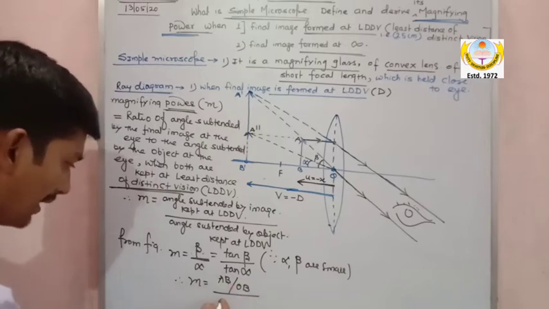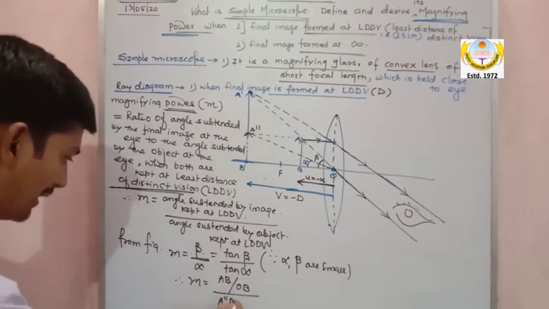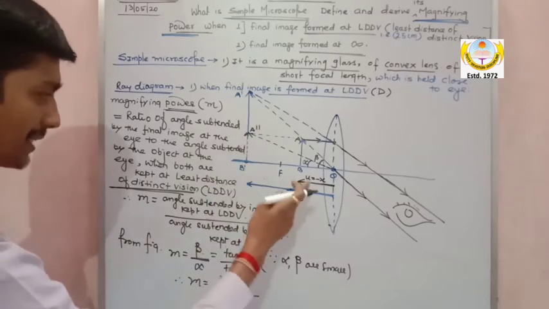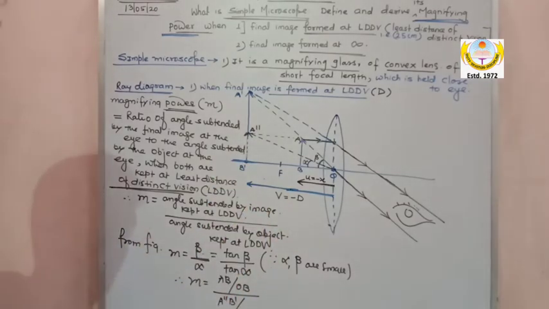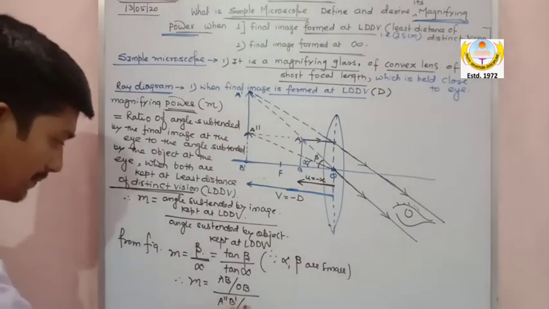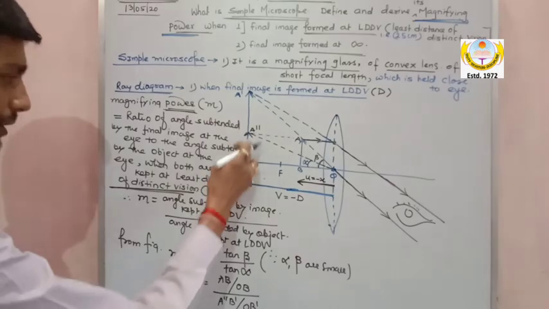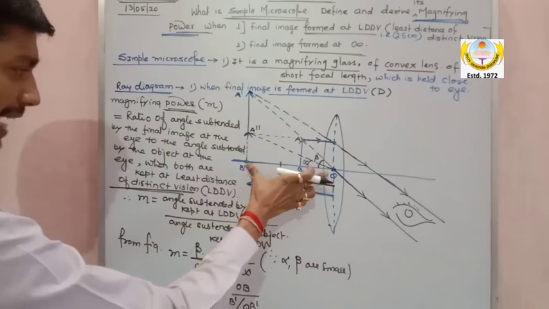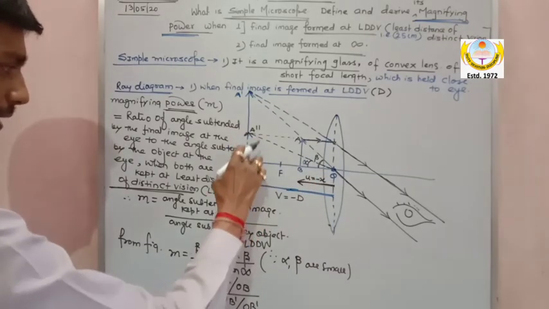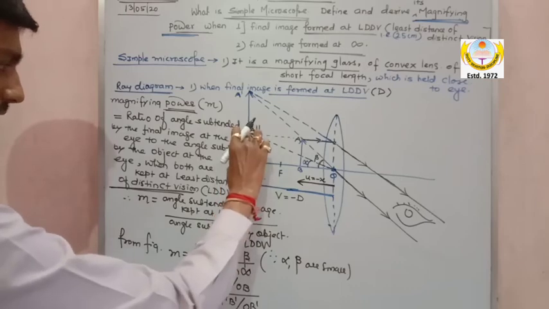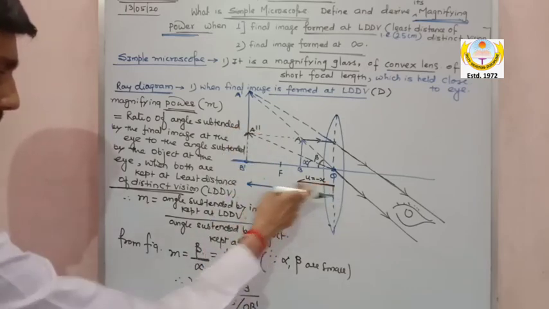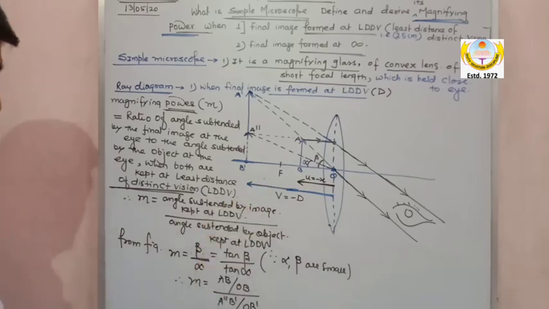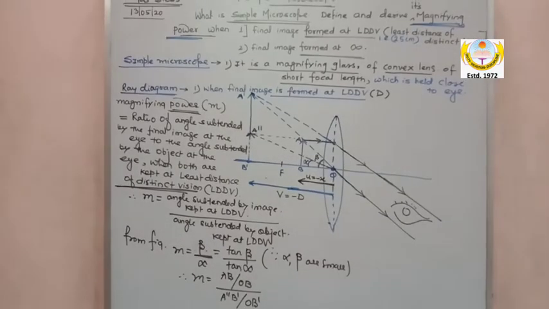by tan alpha, which is nothing but, my dear, A double dash B dash divided by OB dash. This is alpha. You can see tan alpha will be opposite upon adjacent. So opposite is A double dash B dash and adjacent is OB dash. So now, my dear, I hope you are understanding this part, how it is A double dash B dash upon OB dash.